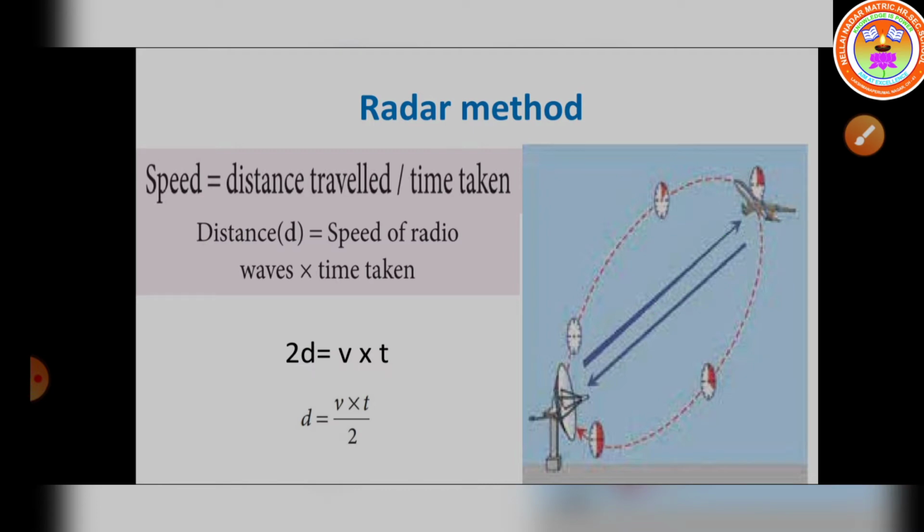Here v is the speed of the radio wave. As the time taken is for the distance covered during the forward and backward path of the radio waves, it is divided by 2 to get the actual distance of the object. This method can also be used to determine the height at which an aeroplane flies from the ground. So we can find out the height also. So what is the distance formula? d is equal to v into t by 2.